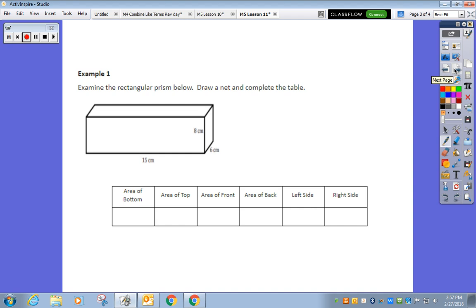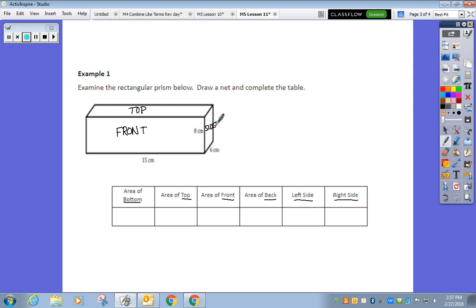Okay, so for the next piece, what it's asking us to do is to complete the table, and it also wants us to draw a net. So it's asking us for the area of the bottom, the area of the top, the front, the back, the left side, and the right side. So just looking at this, this would be considered our top. Just the way we're looking, this would be our front. And then this would be a side.